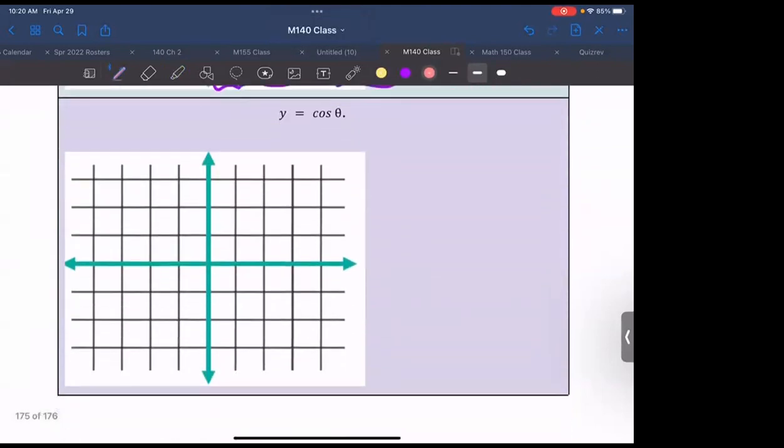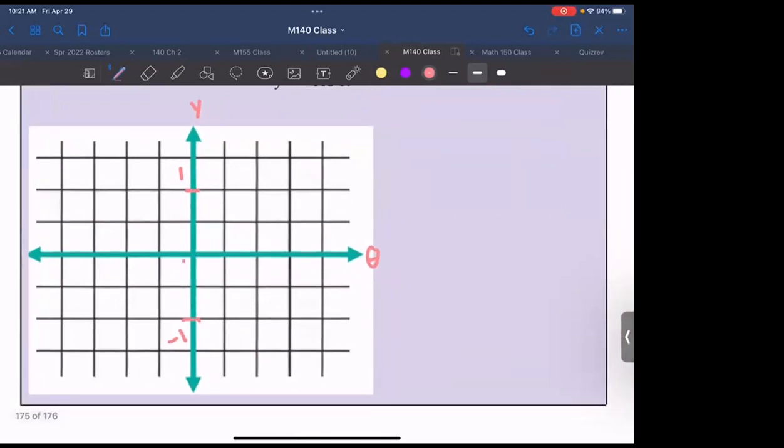When we graph cosine, I still want a theta and y-axis, okay? Cosine's very similar to sine, right? We're just looking at the x values. So I'm still going to have the same y labels, and I still want the same x labels as well. So we're going to have 0, pi over 2, pi, 3 pi over 2, 2 pi, okay? Going in the negative direction, we'll just have the negative values.